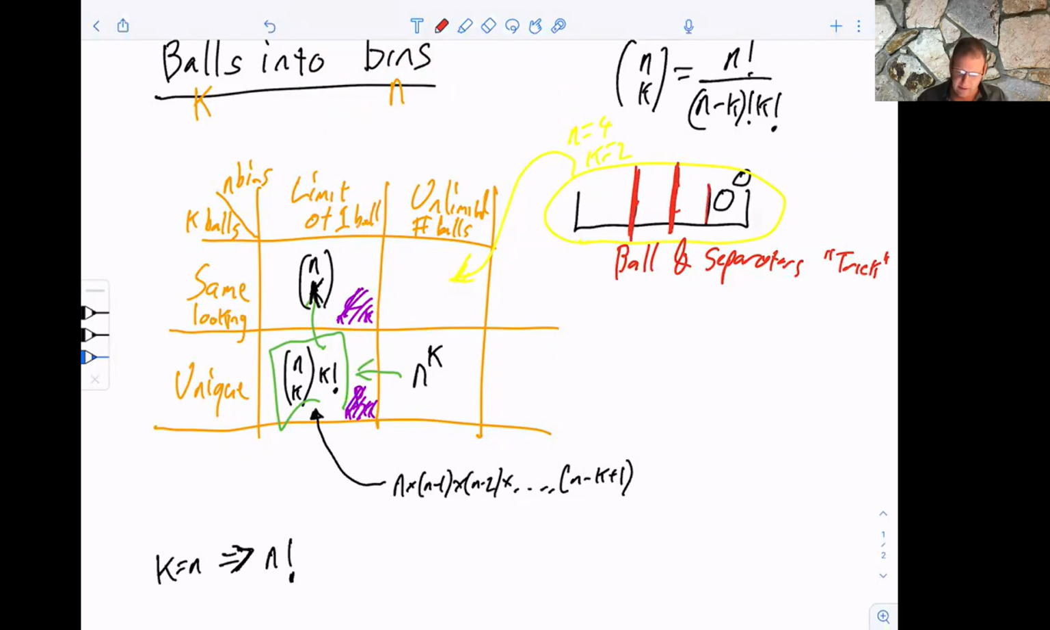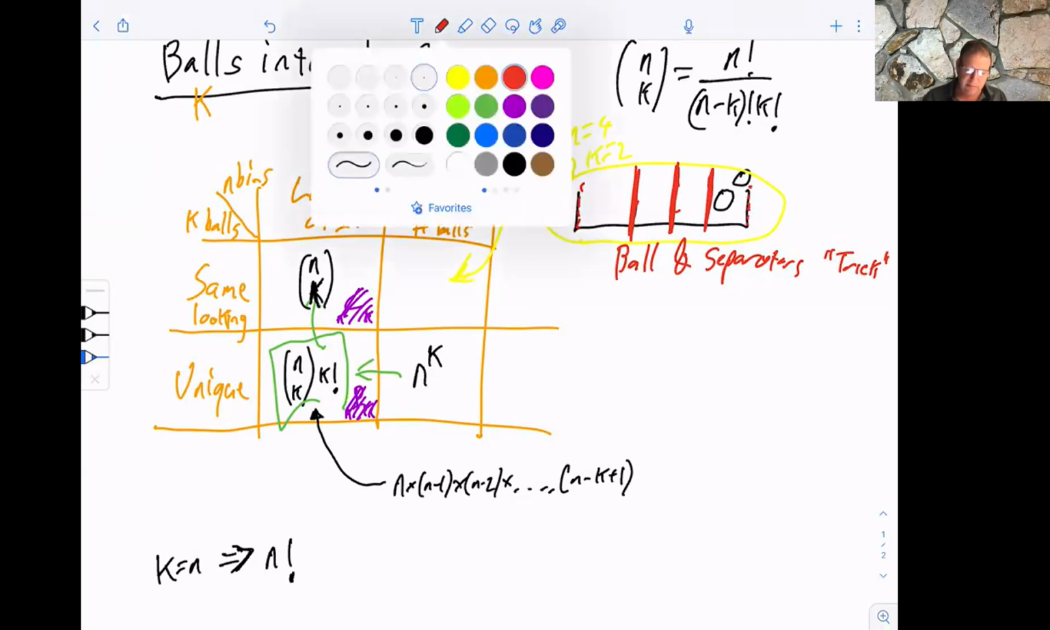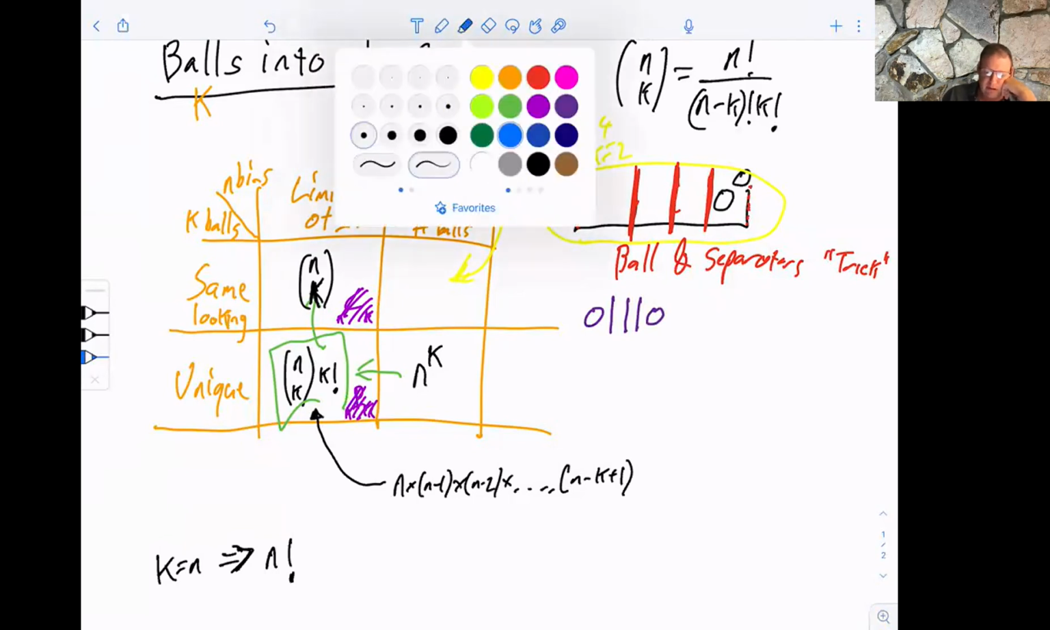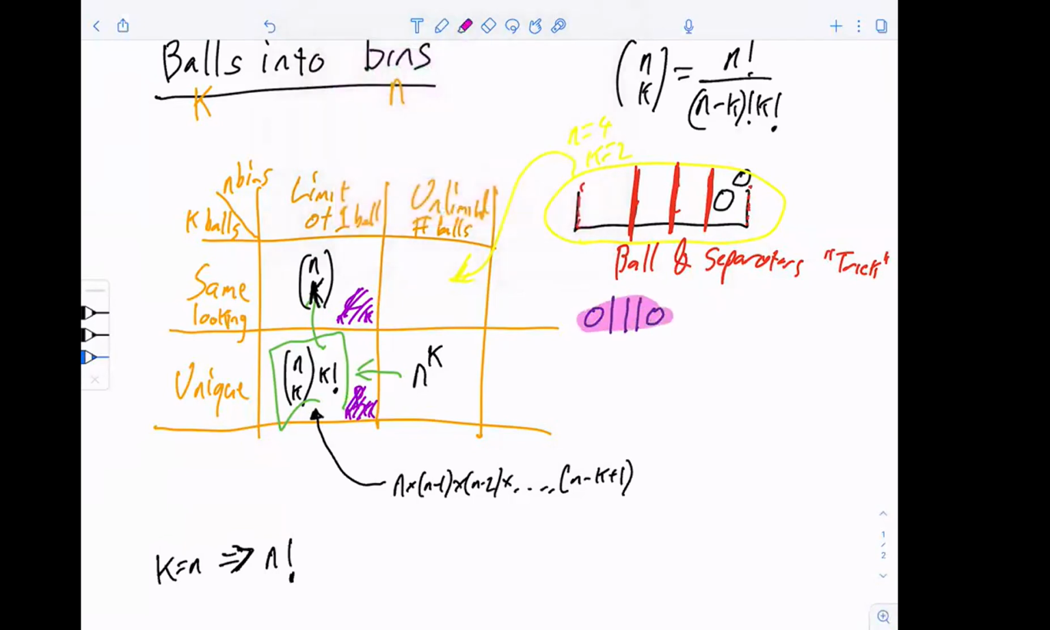This is a separator. It separates two bins. Now, I'm not going to consider these edges here because, well, you'll see in a second. Now, look, I'm now going to draw some configurations of balls and separators. I'm going to do ball, separator, separator, separator, ball.